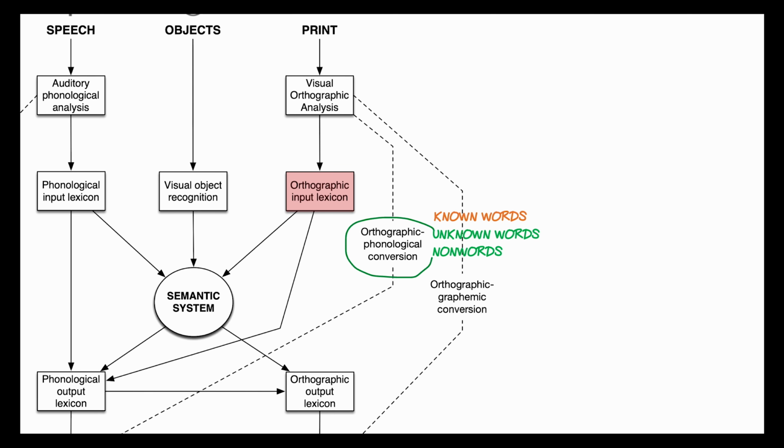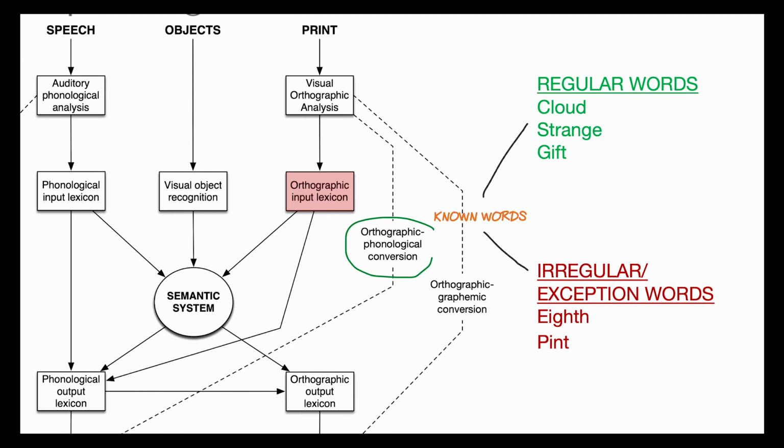But there is a problem with this. It's only partially successful. And I don't know if you can think about why it's partially successful. So the known words will be made up of regularly spelled words that follow the English rules like cloud and strange and gift. But then there are irregular or exception words in English and quite a few other languages where the spelling does not follow the pronunciation, it doesn't follow standard rules. So words like eighth and pint, they might be read as igth and pint. They're using the rules of English, but these are exception words, and the only way you know how to pronounce exception words is by storing those exceptions.